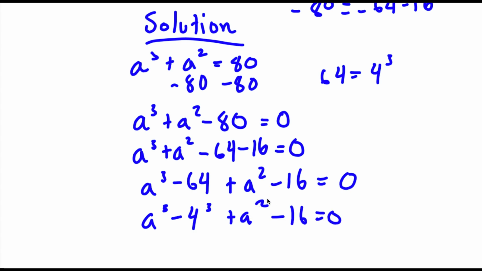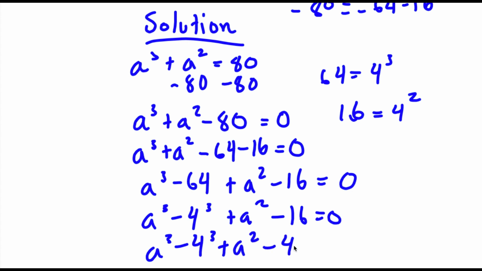Now, a squared, I want to change 16 so it's something to the power of 2. Well, 16, this is equal to 4 to the power of 2. So now I have a to the power of 3 minus 4 to the power of 3 plus a squared minus 4 squared is equal to 0.